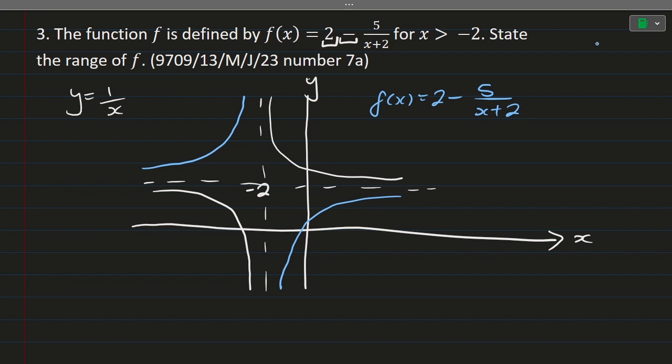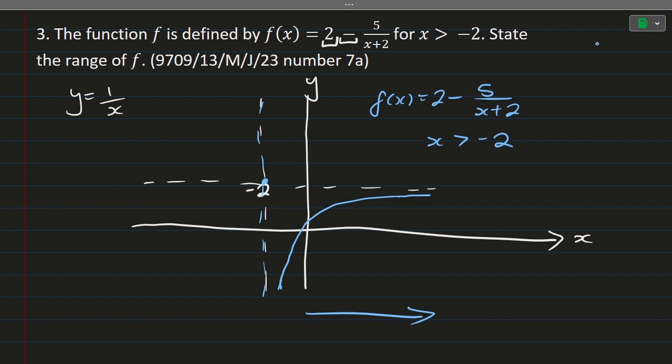And notice that our domain says x is greater than negative 2, and negative 2 is at this point here. This is the line for negative 2. So we only want the graph on the right side, we don't want the graph on the left hand side. This is the graph that we are dealing with. From there we can tell that the graph of f of x is approaching the line y equals 2, but they will never touch. It's an asymptote. So that means that y will always be less than 2.